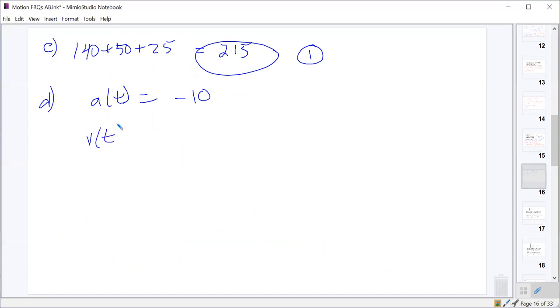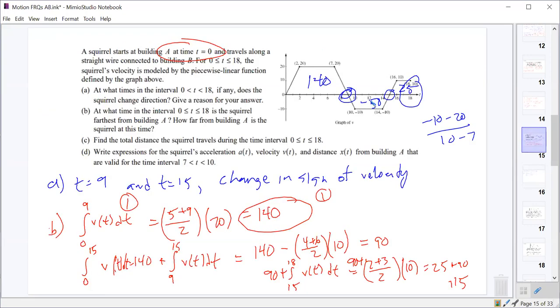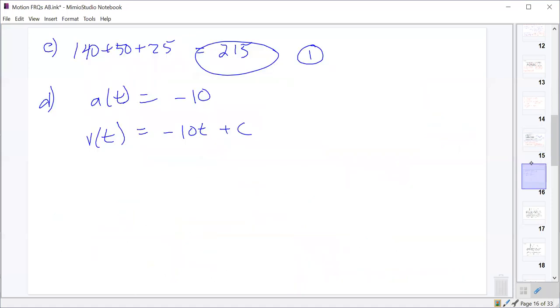The velocity ought to be negative 10t plus some constant. So we just need to pick some value of v that we know. So let's say that v of, what's the value we know from the chart? V of 9 is equal to 0. That's a good one, right? So v of 9 is 0. So our constant is 90. So we'd have v of t is equal to negative 10t plus 90. Everybody good with that?